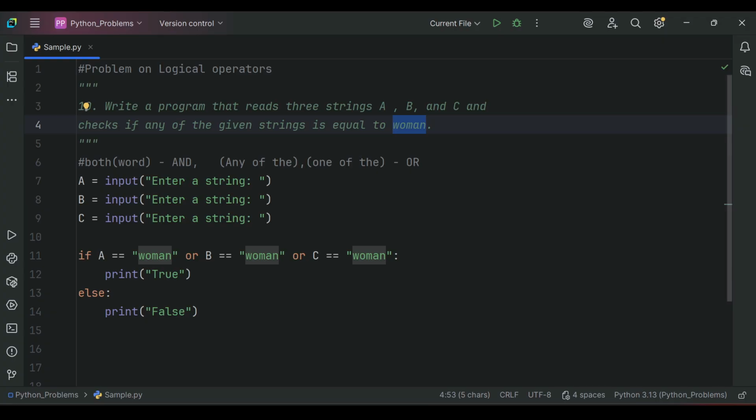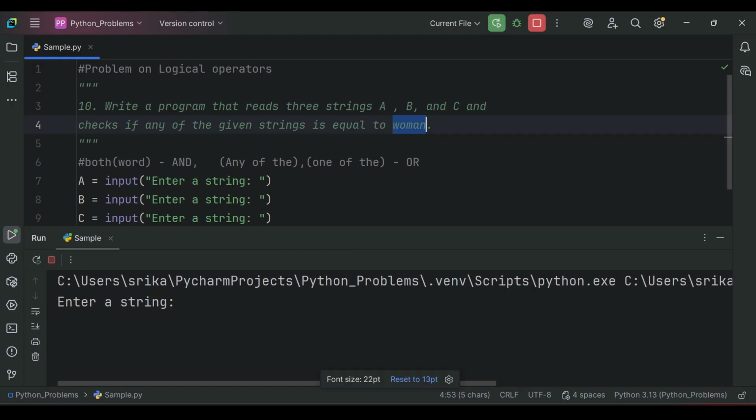That's why A is equal to woman, or B is equal to woman, or C is equal to woman. If any one string becomes woman, the condition is satisfied and true. If satisfied, it will print true, otherwise it will print false. Let's have a look.